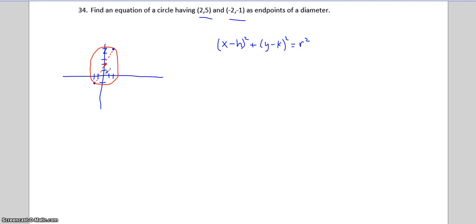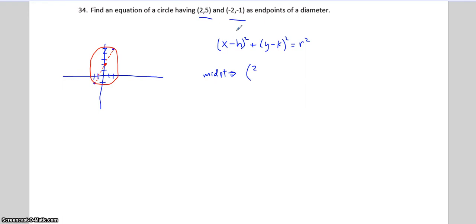Well, the first way to get the center is to realize that it's going to be the midpoint of the 2 points on the diameter. That's what it means to be a diameter: it goes through the center of a circle. So the midpoint of those 2 points is just the average of the 2 coordinates.